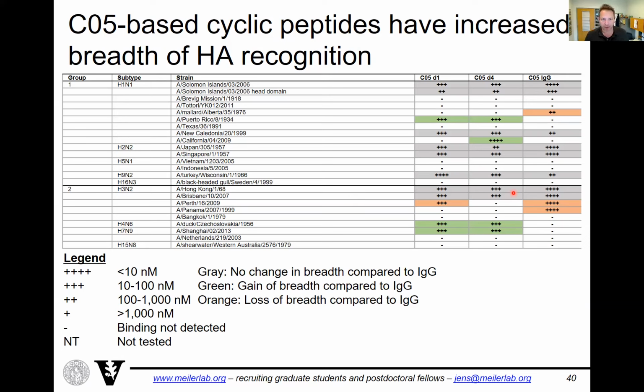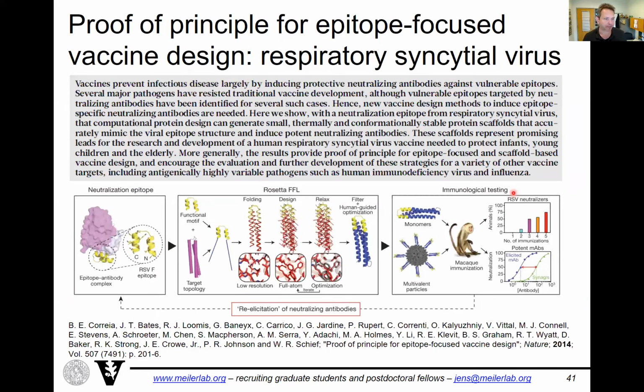So the last few minutes, I want to look into epitope-focused vaccine design. This is the original paper from 2014 out of the Schief lab and also Jim Crowe's lab. Here they looked at RSV, respiratory syncytial virus, and we're really engineering a protein now that can be used as an immunogen.